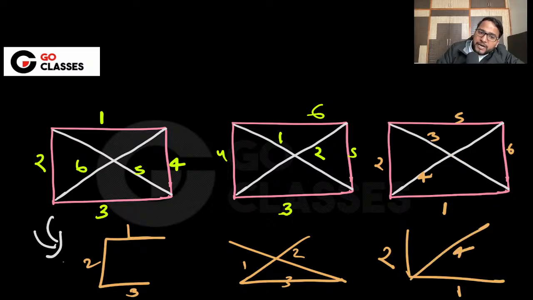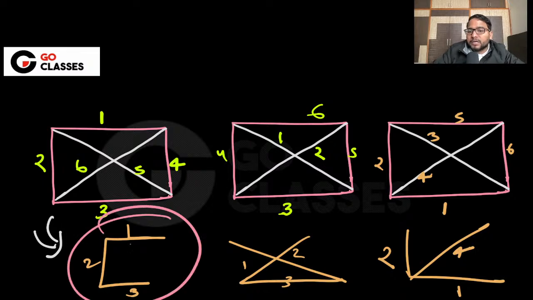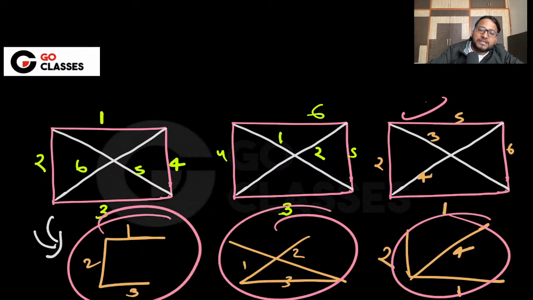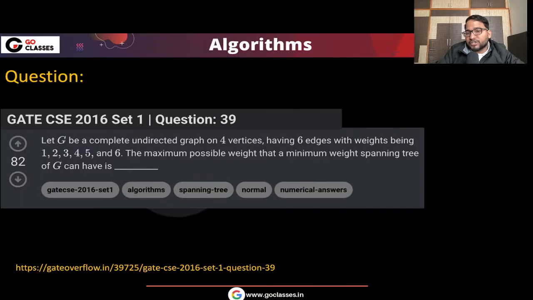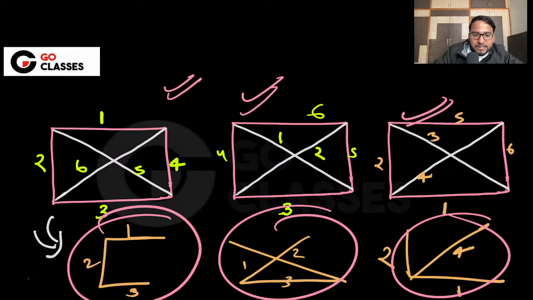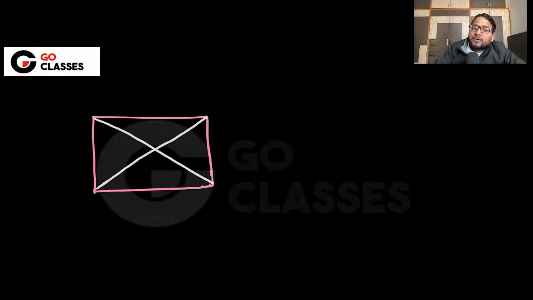So the weight of the minimum spanning tree will depend on what kind of distribution of the edges you are having, right? So the question is that the distribution is up to you, the maximum possible weight that you can have. You can have multiple distributions, right? Here you are having the weight as 3 plus 2 plus 1, 6, here you are having 7 or something like this. So they are asking what is the maximum possible weight you can have of the minimum spanning tree.